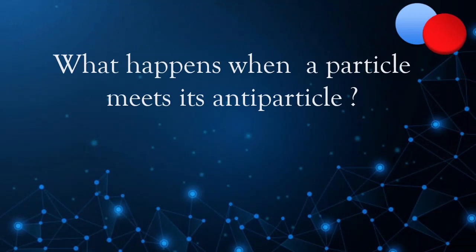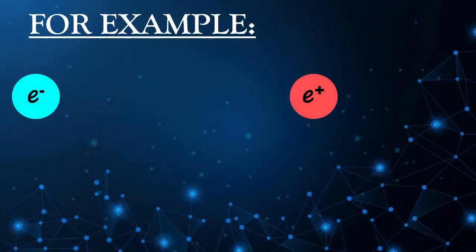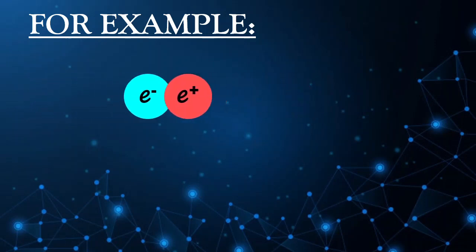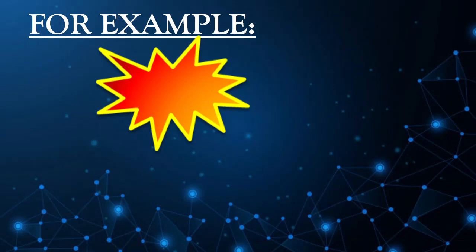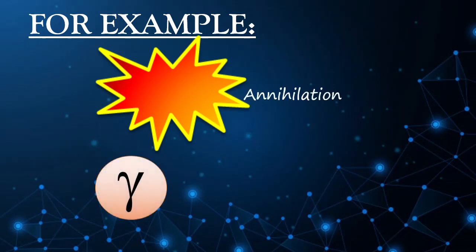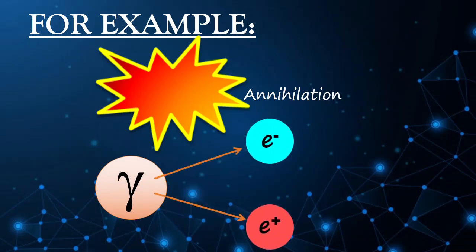What happens when a particle meets its antiparticle? Well, then they destroy themselves mutually. They annihilate. For example, when an electron meets a positron, they annihilate with the release of pure energy. Similarly, one gamma photon of sufficient energy can be converted into one electron and one positron. This reaction is called pair production.